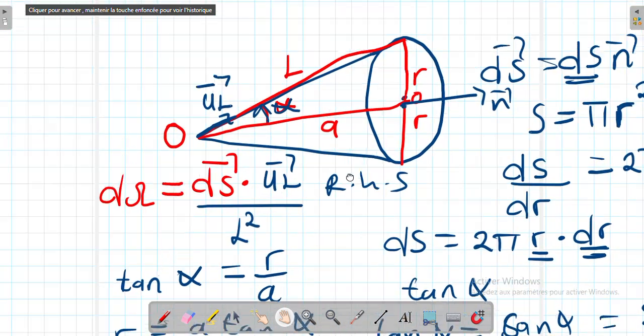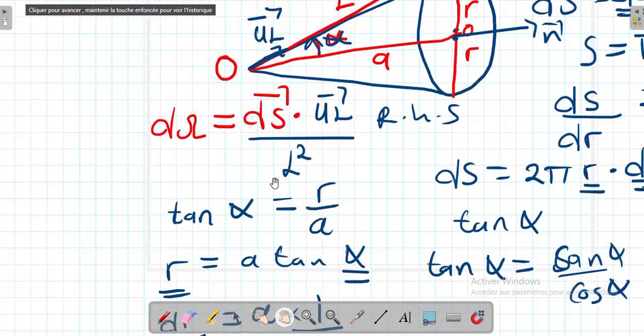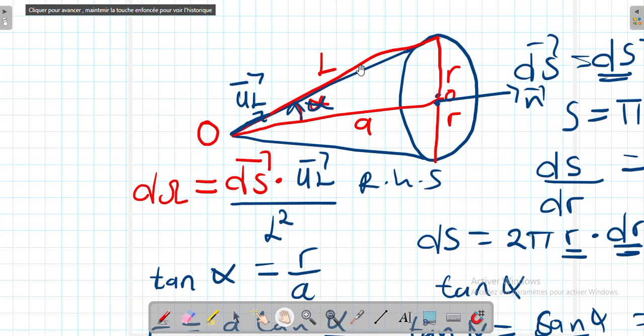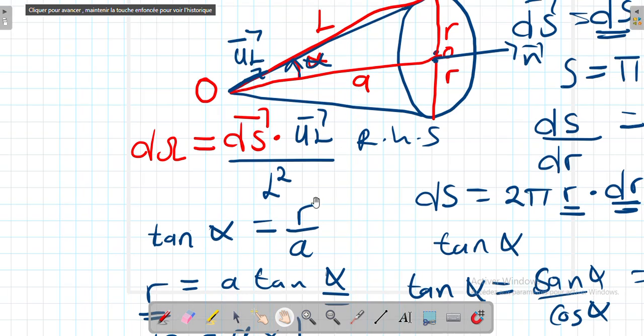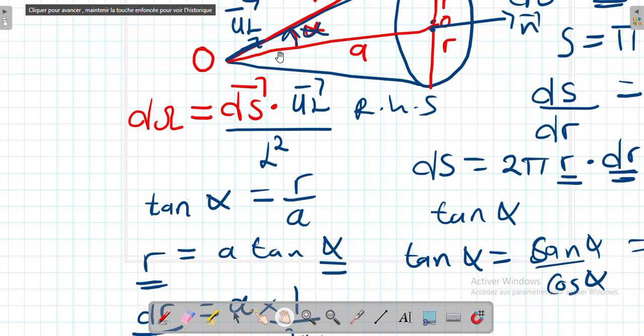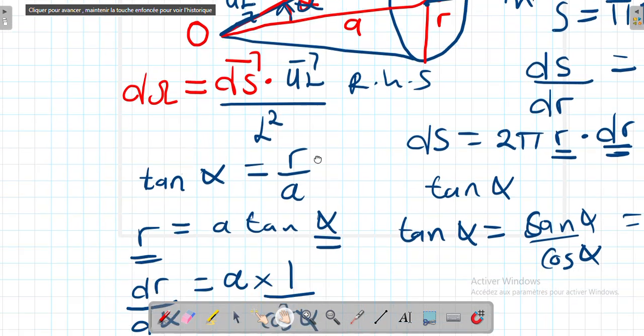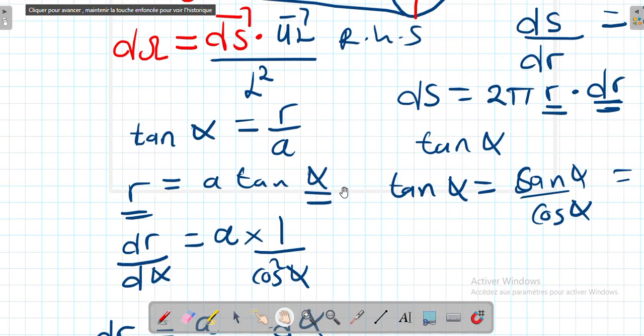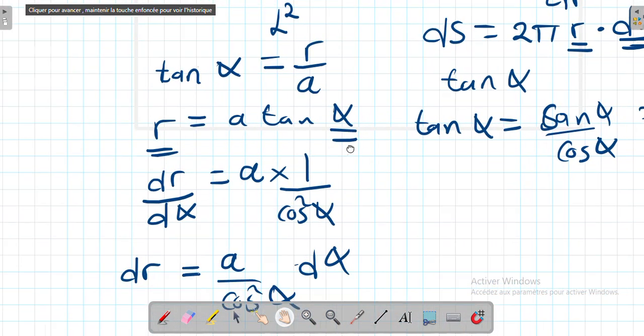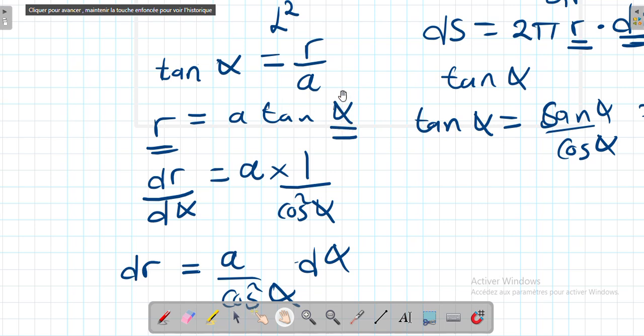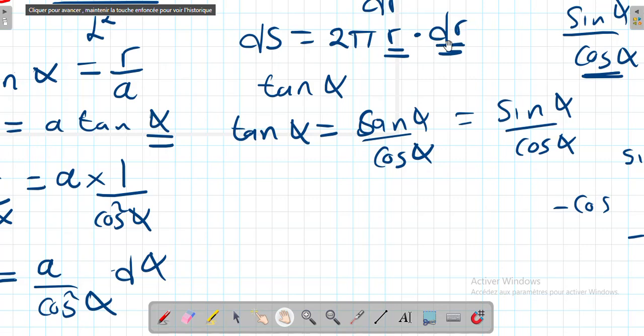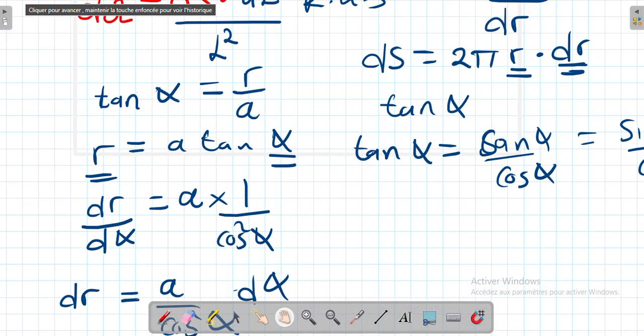Therefore, from here now, you're using tan. This is why you have to make this rectangle. You know that tan alpha is equal to the radius over a, the adjacent distance. So therefore, the radius is equal to a tan alpha. And then the variable here is the angle alpha. So you also want the expression of dr here. Yes, Peter.